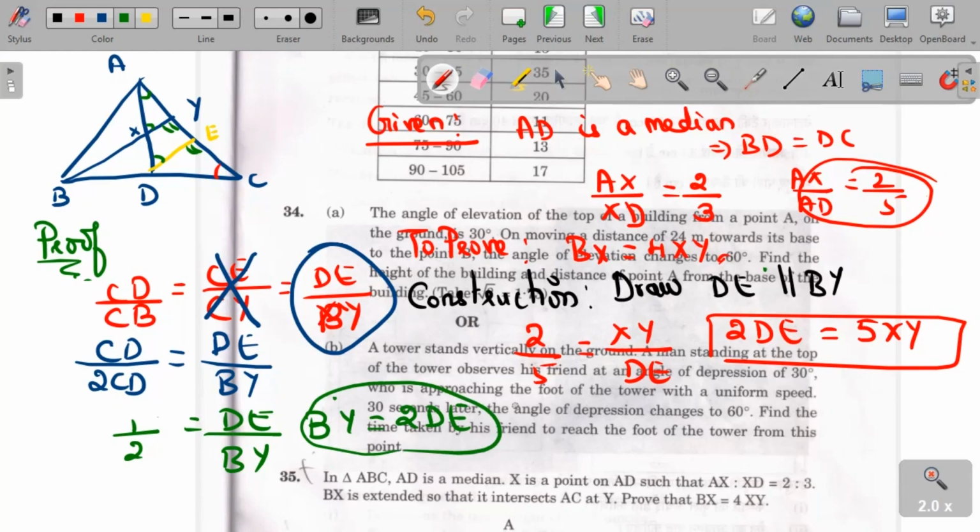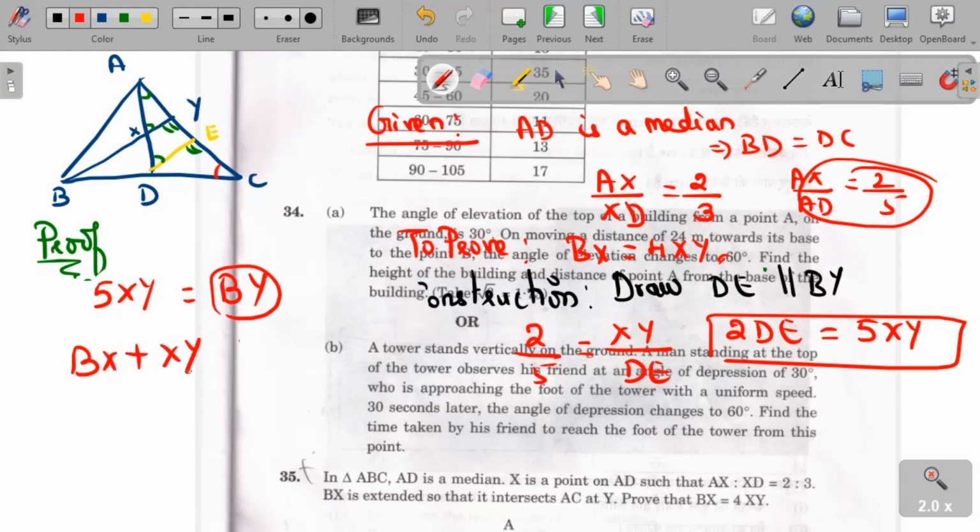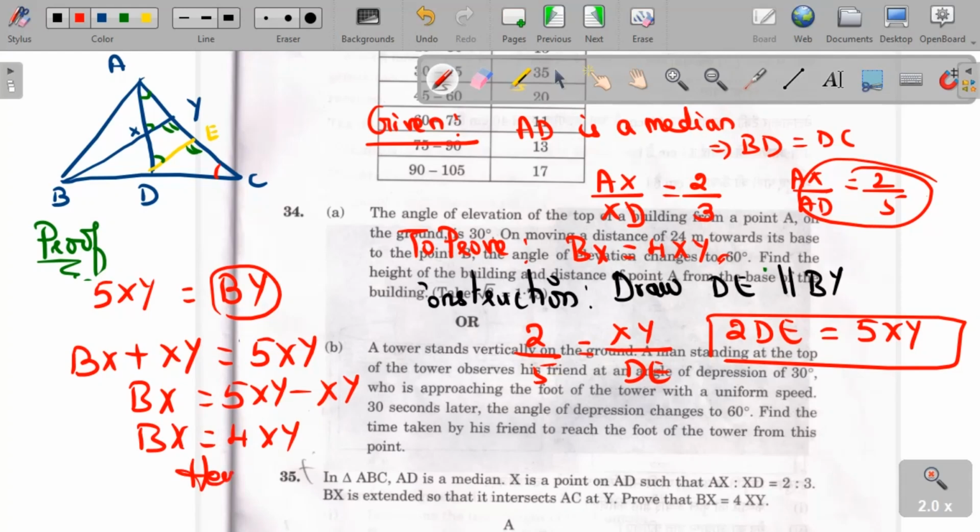So we have another equation for 2 times DE. Let's compare the LHS and RHS in that case. So here, 2 times DE is given to be 5XY. This is also equal to BY, which we just computed from the previous expression. So now let's break down BY. BY can be written as BX plus XY is equal to 5XY. So if I want BX, it is equal to 5XY minus XY. So BX is equal to 4 times XY, and that's what we needed to prove.